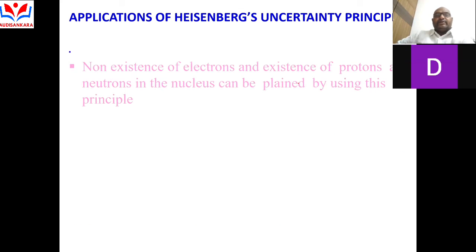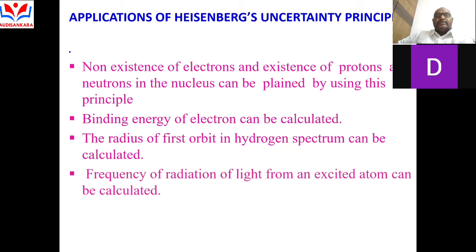Some of the applications of the Heisenberg uncertainty principle: the binding energy of an electron can be calculated. The frequency of radiation of light from an excited atom can also be calculated, and the radius of the first orbit in the hydrogen spectrum can also be calculated. So these are all the applications of the Heisenberg uncertainty principle.